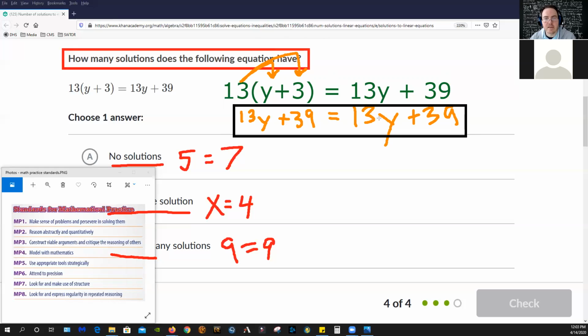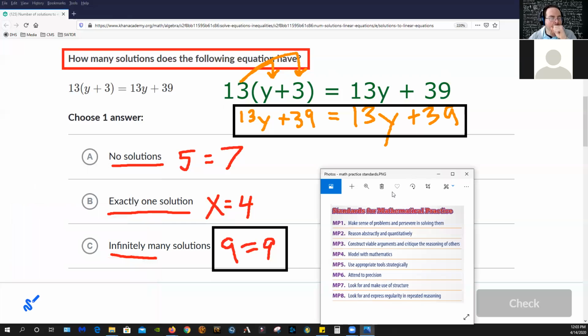So I'm hoping you immediately notice that looks like one of these. Kind of reminds me of this one down here. We've got the exact same thing on both sides, which means, I like this one. Yep, that would be an infinite solution because both sides are the exact same.